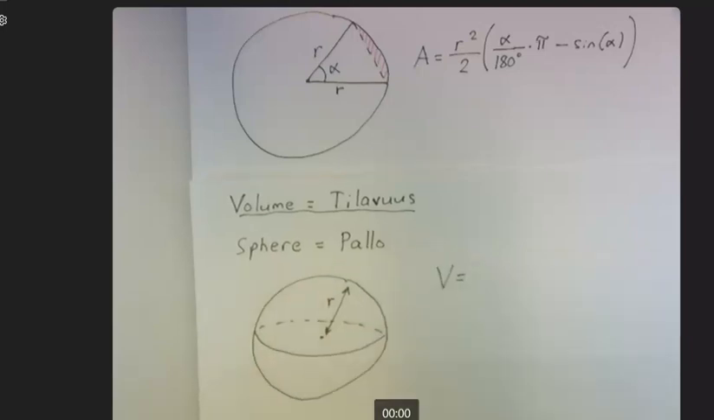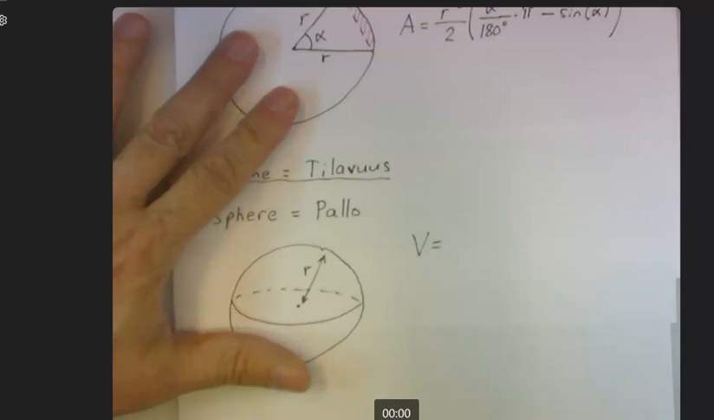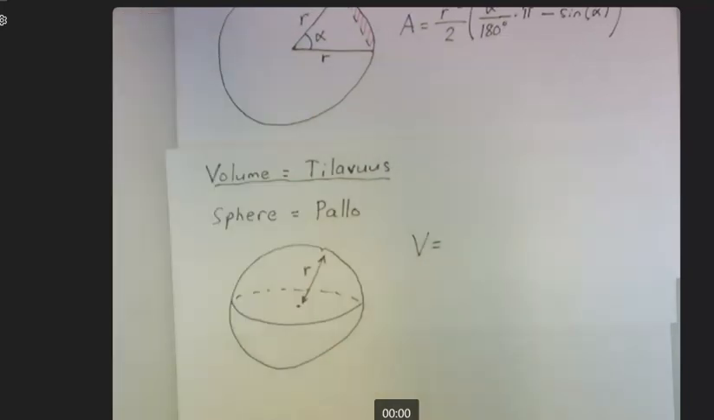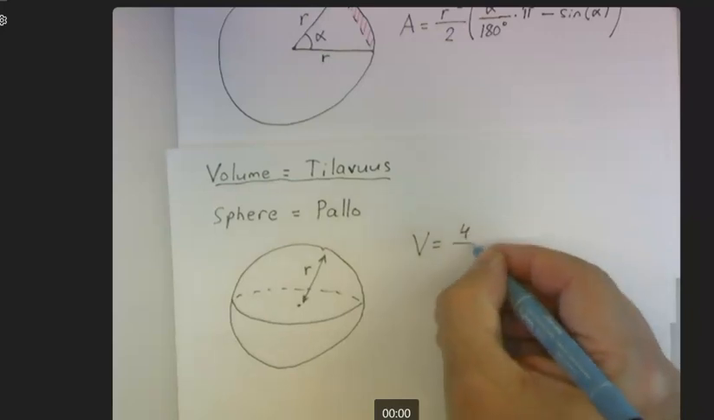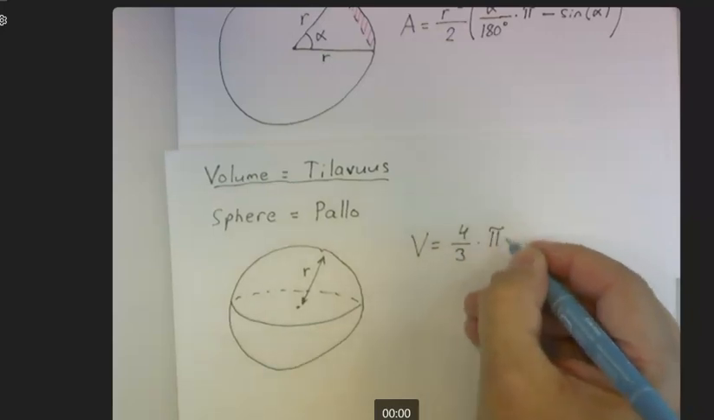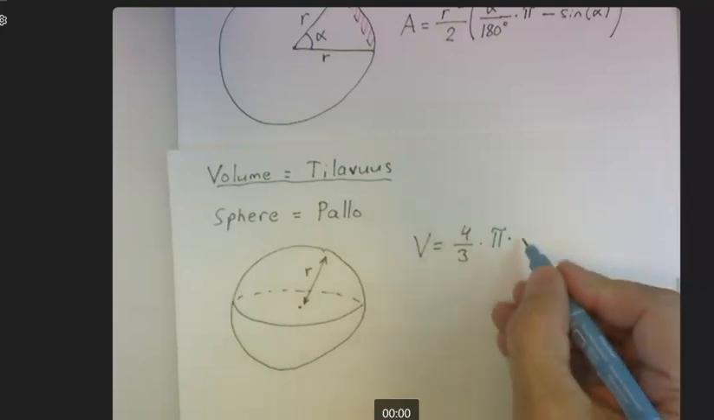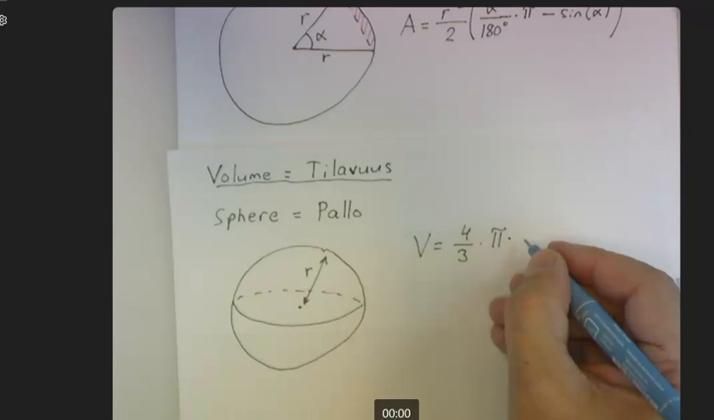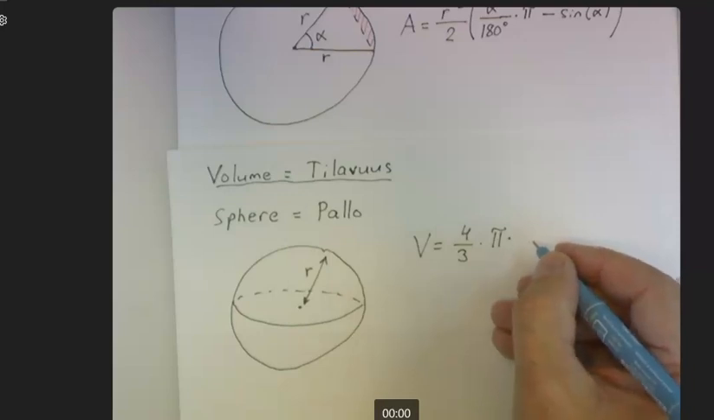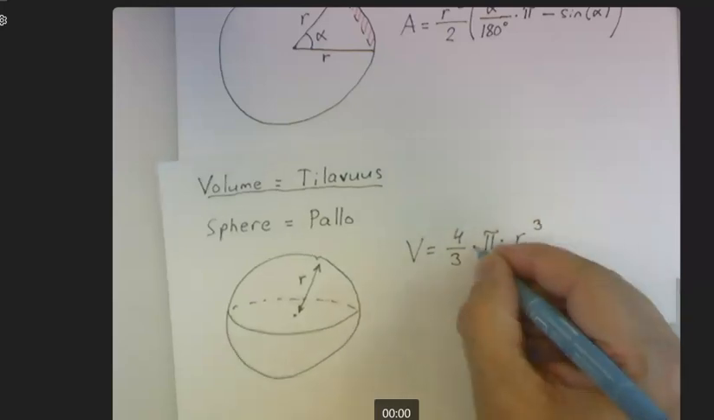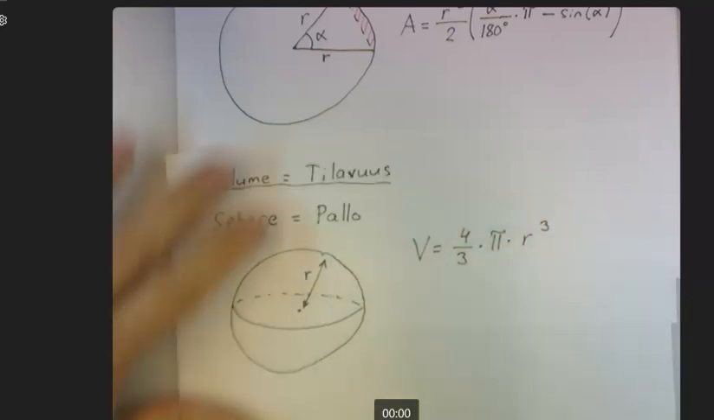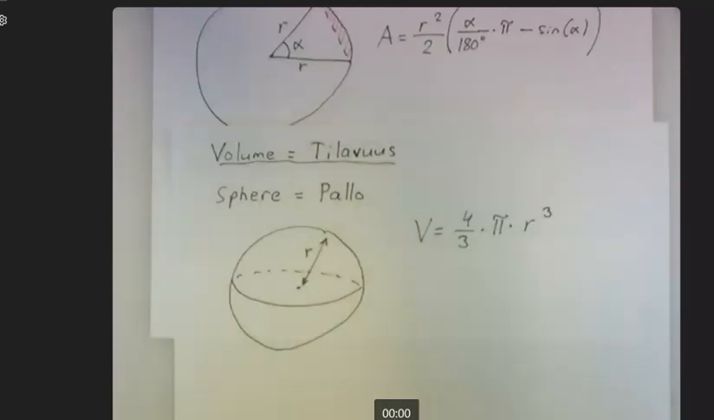Do you remember the formula? How did it continue? Pi r cubic. Yes. Sometimes also the area of a sphere is important.